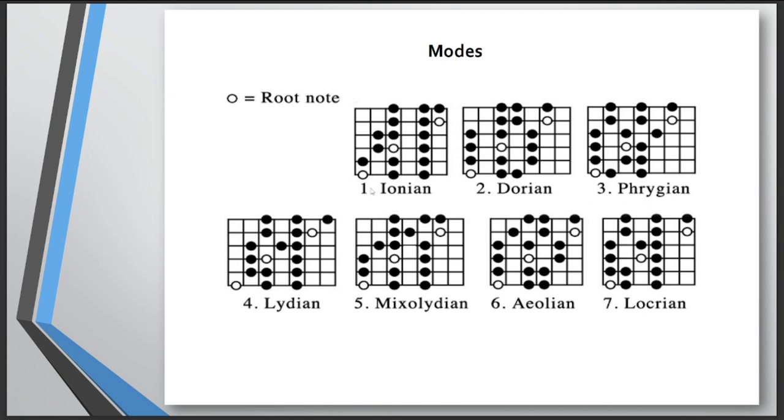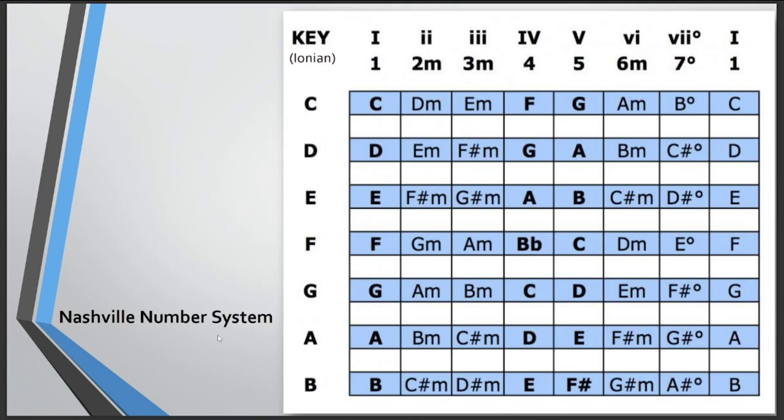because these are numbered. So you've got 1, 2, 3, 4, 5, 6, and 7. And then with the Nashville number system, you've got 1, 2, 3, 4, 5, 6, 7. This little empty circle is just signifying a diminished, so this is a diminished 7. And these are all just in the key of Ionian. So if you are familiar with Ionian, you can figure these out pretty easily.